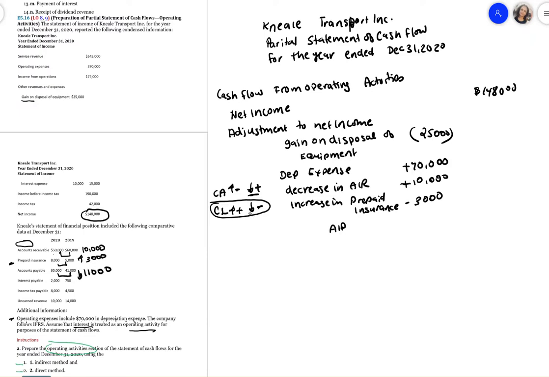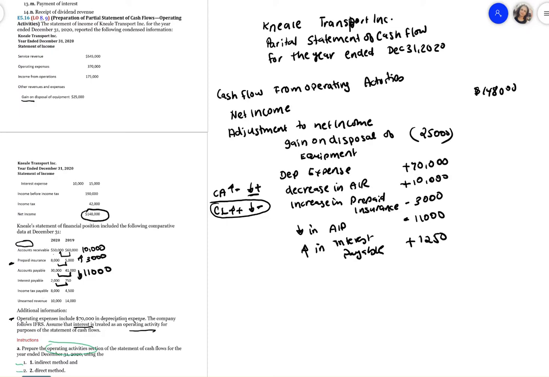If it's a decrease, that means we paid the accounts payable. It says a decrease in accounts payable. And it means we paid it, so it's going to be a minus of 11,000. Interest payable, it is an increase, so an increase in interest payable, which is 1,250. And if it's an increase, it is going to be a positive in my operating activities.